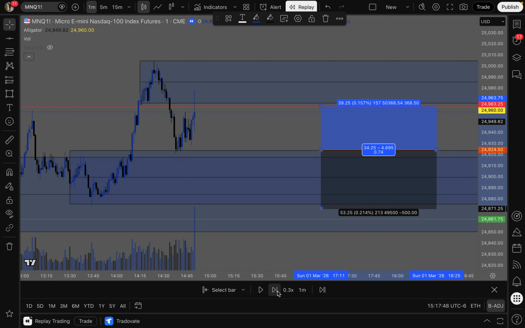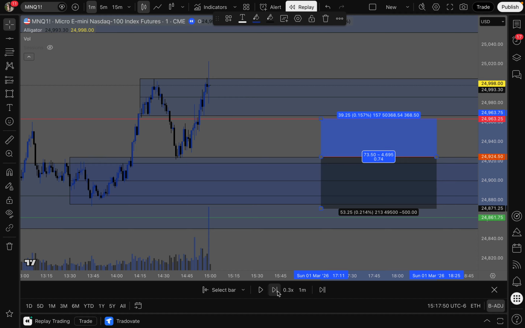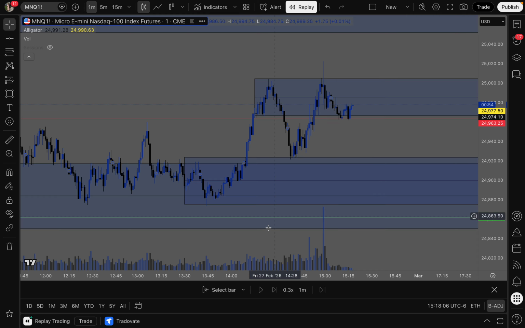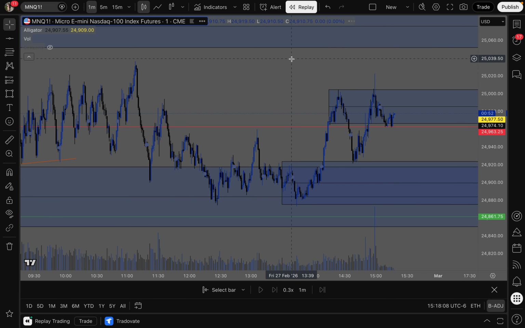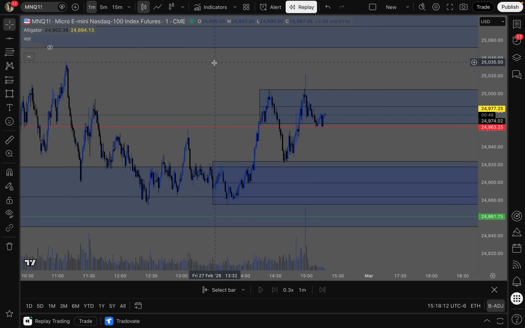Let me show y'all how it played out. Market kept pushing, pushed up here. Now where's the market at now? Market's closed, and this is where the market's at. So I think I managed it properly. I think I did the right thing. I think not being greedy on a Friday at the end of the day was the best thing I could have possibly did.